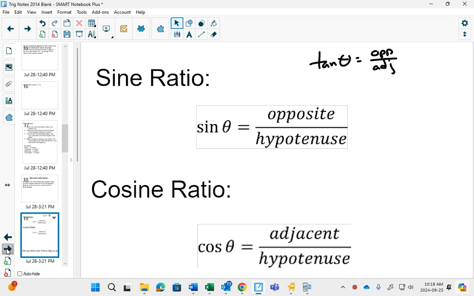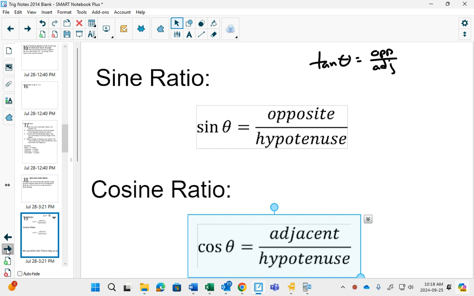And so these three definitions are very important, and they're very important not to mix up. Because if you have the opposite side and the hypotenuse and you use cosine, your answer is going to be completely wrong. Because cosine only works with the adjacent over the hypotenuse.